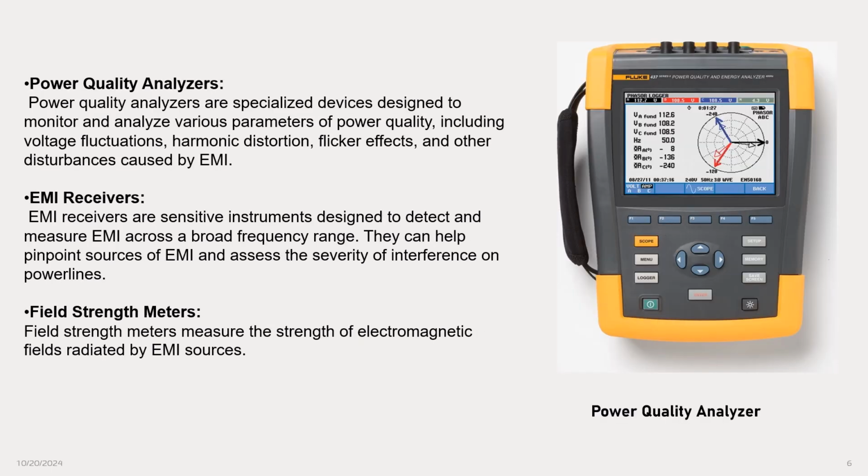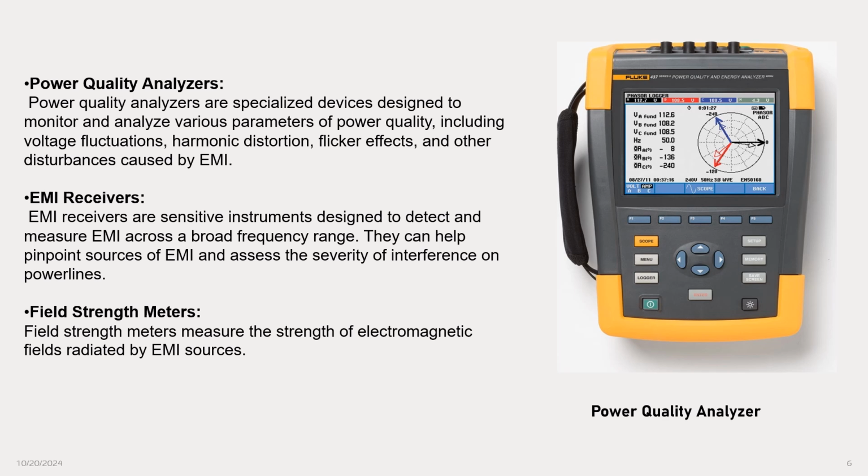Power quality analyzers. Power quality analyzers are specialized devices designed to monitor and analyze various parameters of power quality, including voltage fluctuations, harmonic distortion, flicker effects, and other disturbances caused by EMI. EMI receivers. EMI receivers are sensitive instruments designed to detect and measure electromagnetic interference across a broad frequency range. They can help pinpoint sources of EMI and assess the severity of interference on power lines.